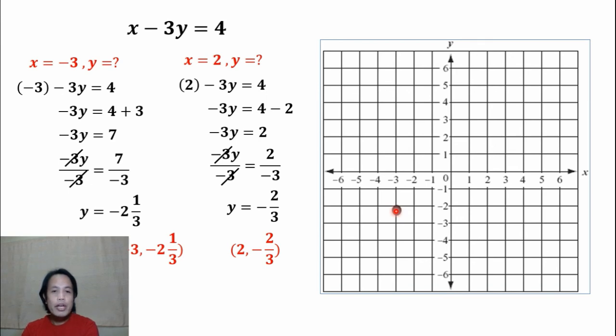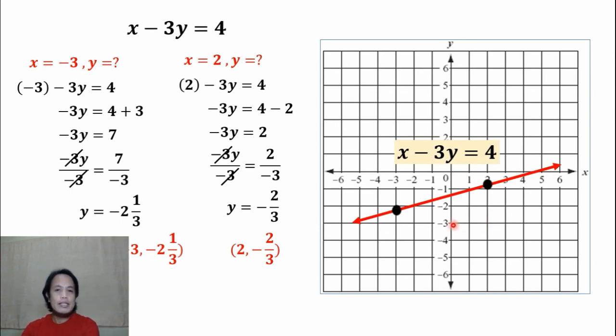Then the second point is 2 and negative 2/3. So our x is 2, then negative 2/3 meaning less than 1. So this is our negative 1, so that is slightly above negative 1. Okay, so these are now our 2 points. Connect these 2 points. So this is now the graph of the equation x minus 3y equals 4.